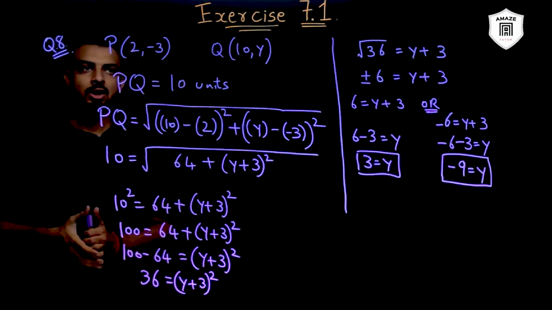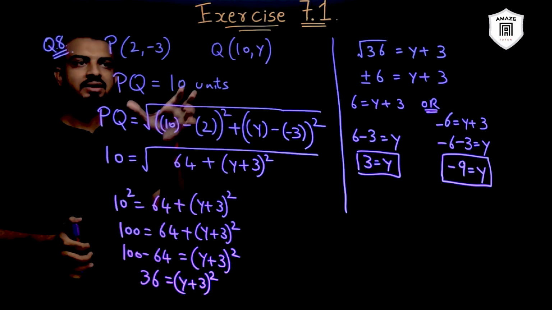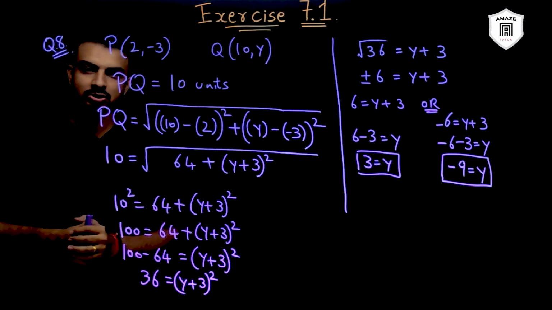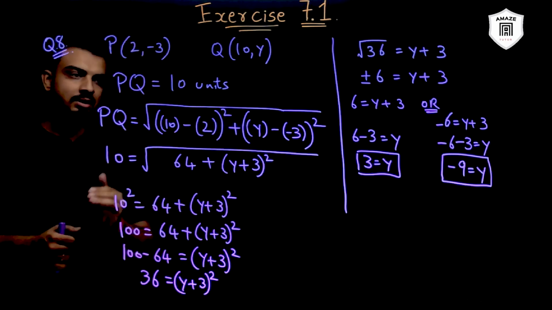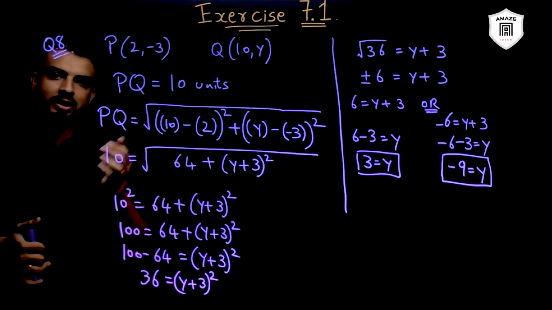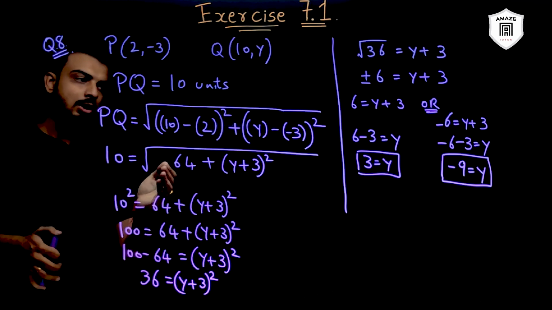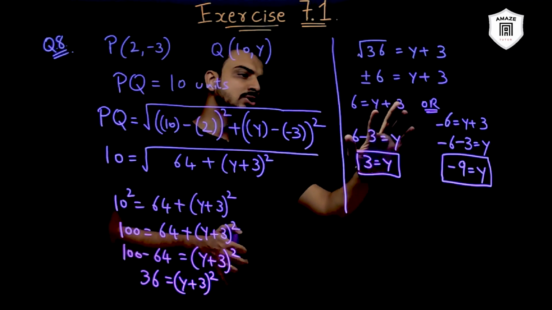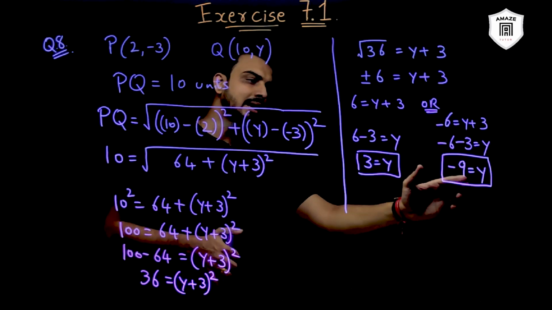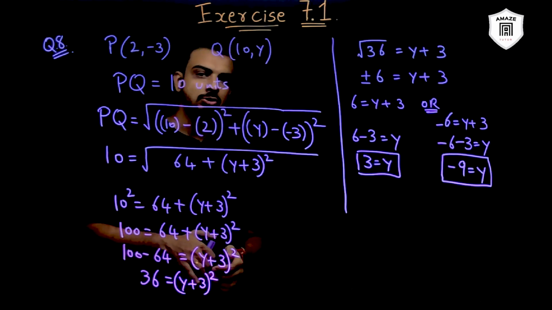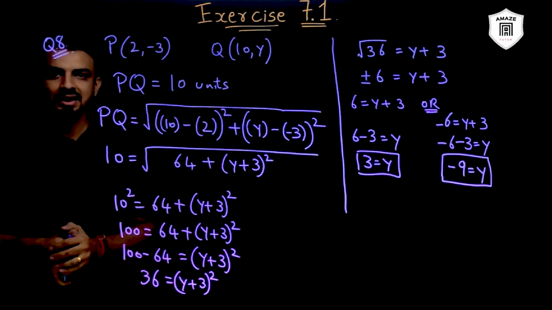Again reiterating, we were given 2 points. In the second point, the y coordinate was missing, but the distance between the 2 points was given to us, which was 10 units. So we applied the distance formula here, and substituted 10 because it was already given that the distance is 10 units. Solving it further, we get two equations, y plus 3 equals 6 and y plus 3 equals minus 6. So we get y as 3 as well as minus 9.